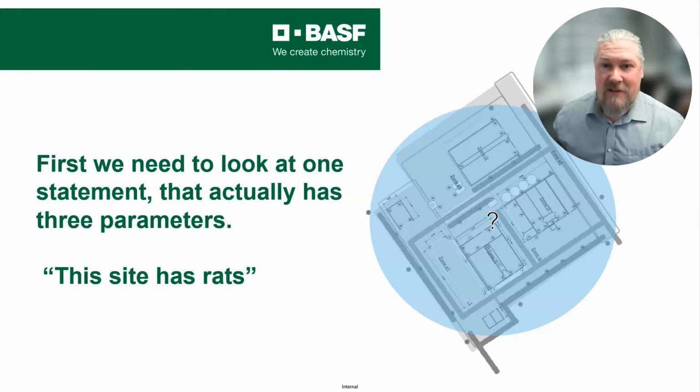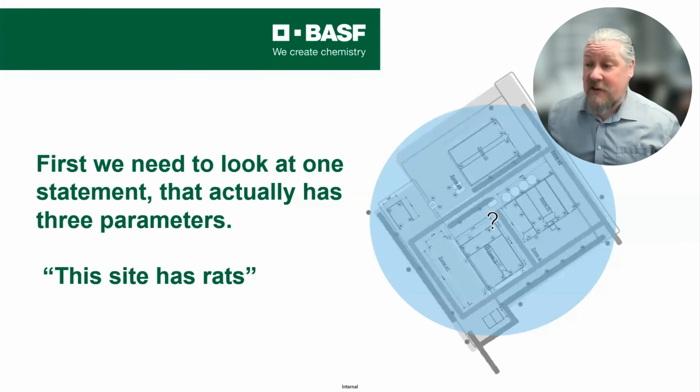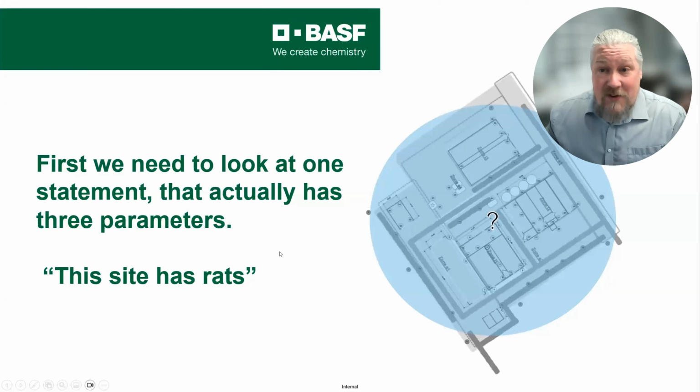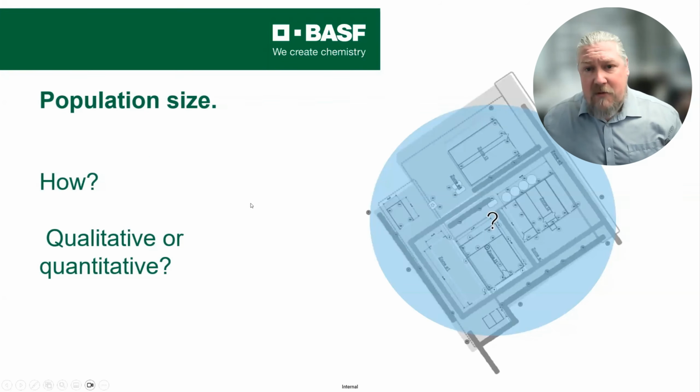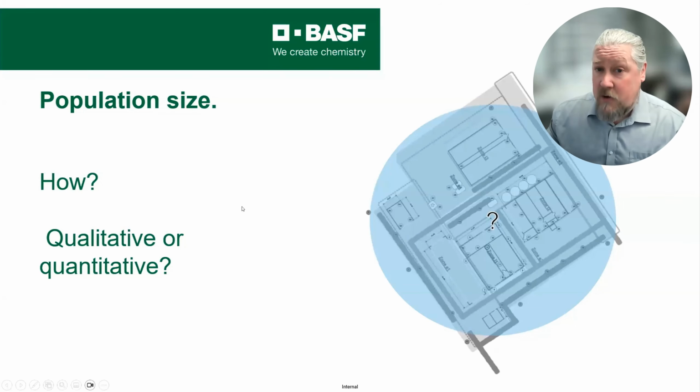First, we need to look at that one statement I made a couple of slides back, which was this site has rats. Axiomatically true, fundamentally useless. This site does have rats, but what does that mean? Okay, so how many rats are on this site? How am I going to gauge that population? I can do it quantitatively, or I can do it qualitatively.